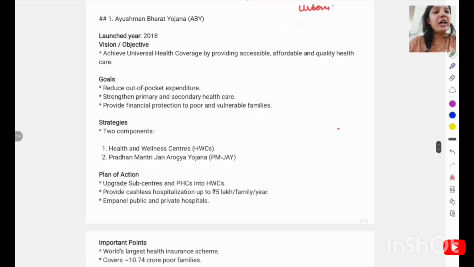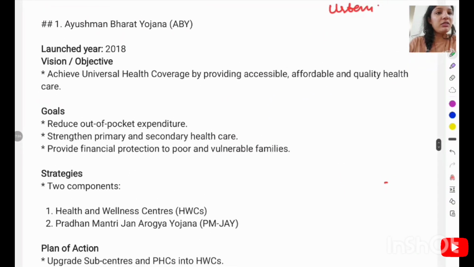Next comes the Ayushman Bharat Yojana, and this is one of the financially important yojanas launched in 2018. Its vision is to achieve universal health coverage by providing accessible, affordable and quality health care. What will the goal be? The goal is to reduce out-of-pocket expenditure.